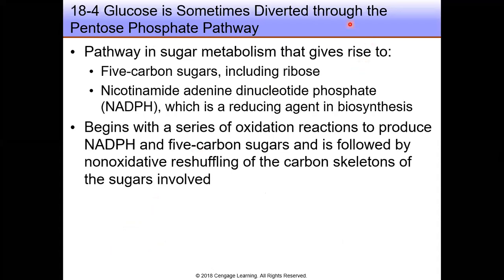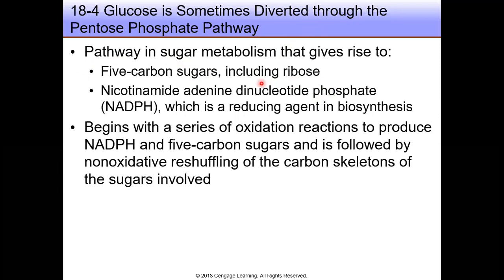Now the last section of this chapter, 18.4: glucose is sometimes diverted through the pentose phosphate pathway, which is an alternative to glycolysis and differs from it in several ways. In glycolysis, one of our most important concerns was the production of ATP. However, in this pathway, the production of ATP is not important per se. As the name indicates, 5 carbon sugars, including ribose, are produced from glucose. So glucose is converted to ribose.